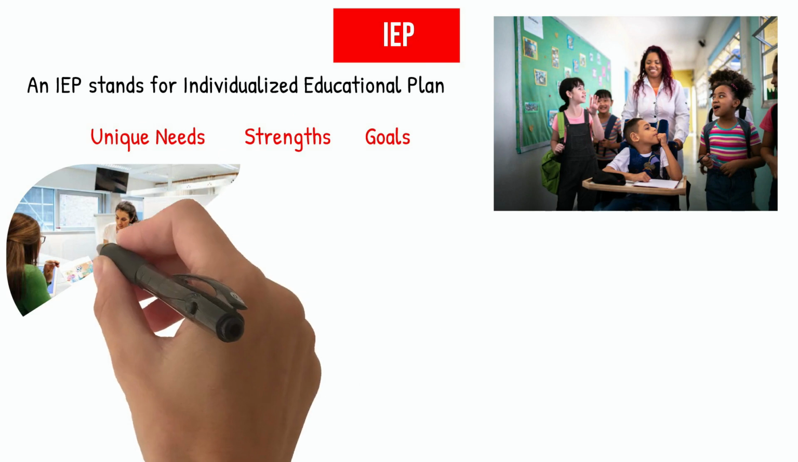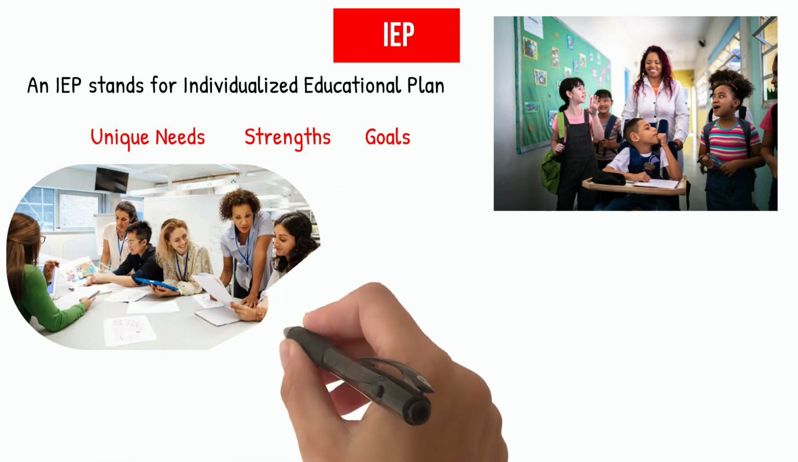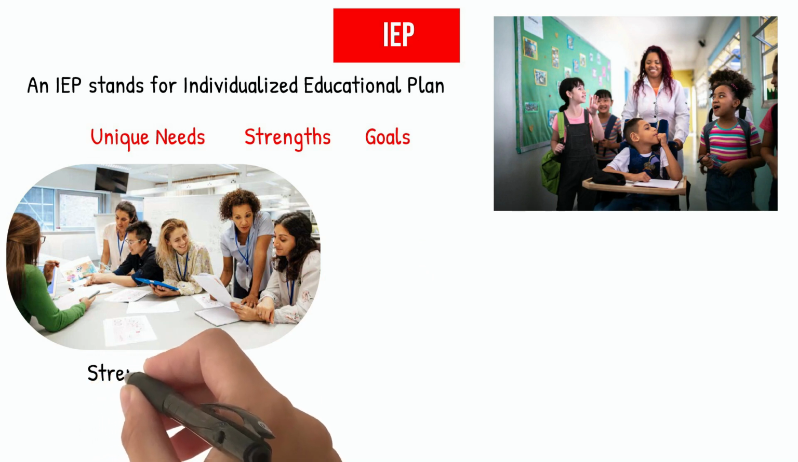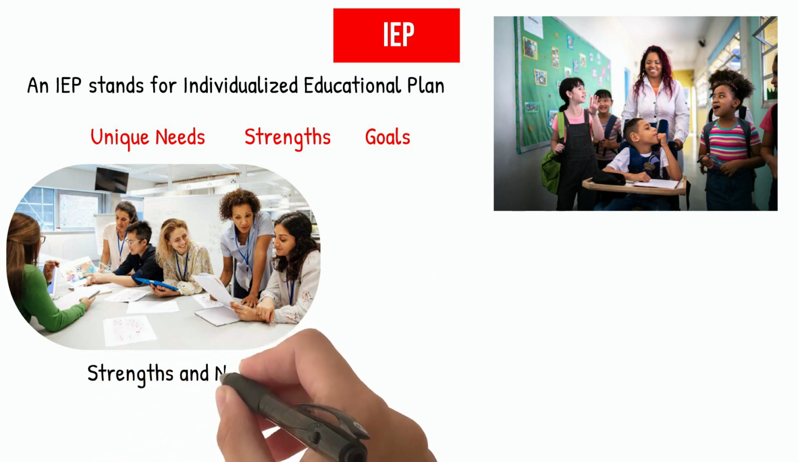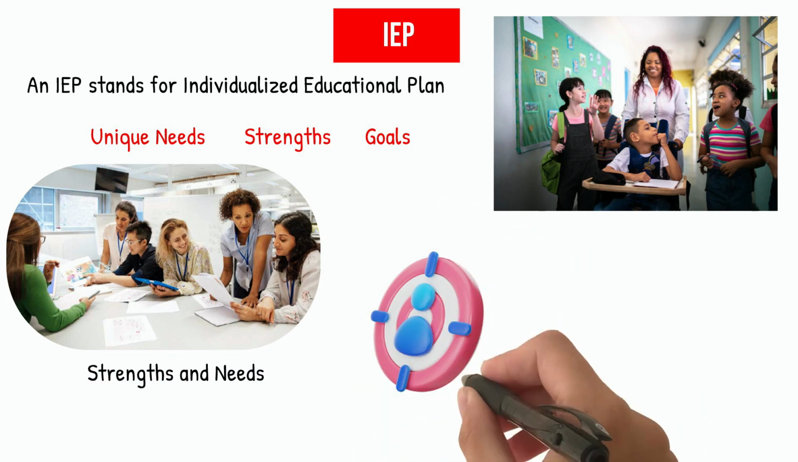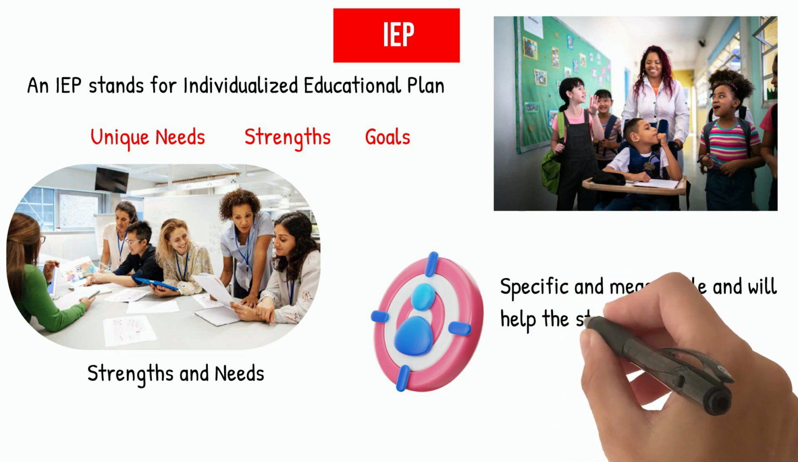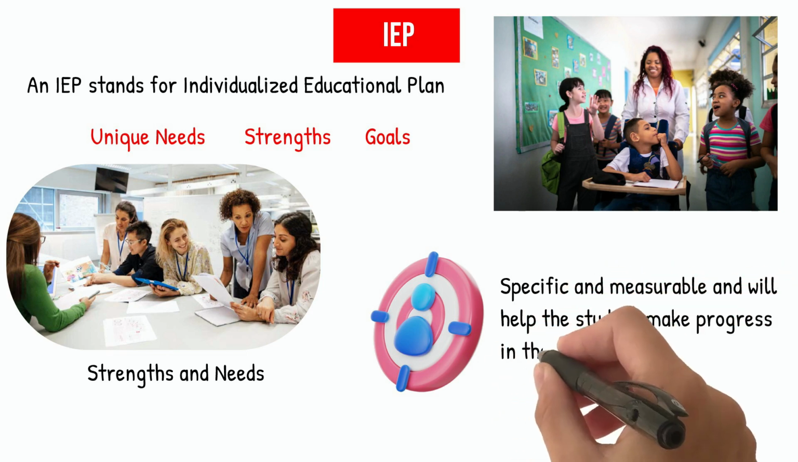Well, first, the IEP team, which includes parents, teachers, and other school professionals, will evaluate the student to determine their strengths and needs. Then, they will work together to set goals for the student. These goals are specific and measurable and will help the student make progress in their education.